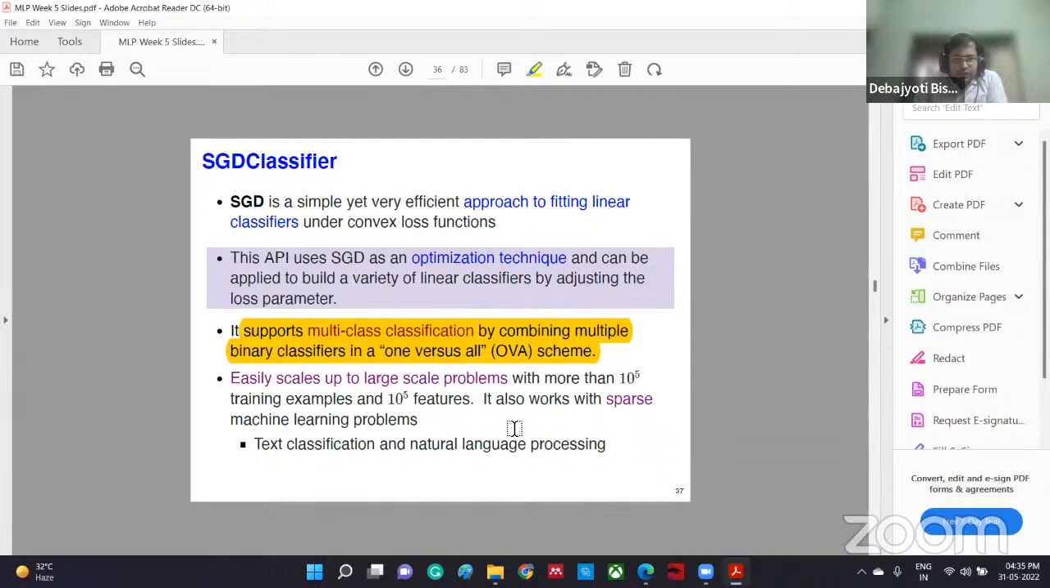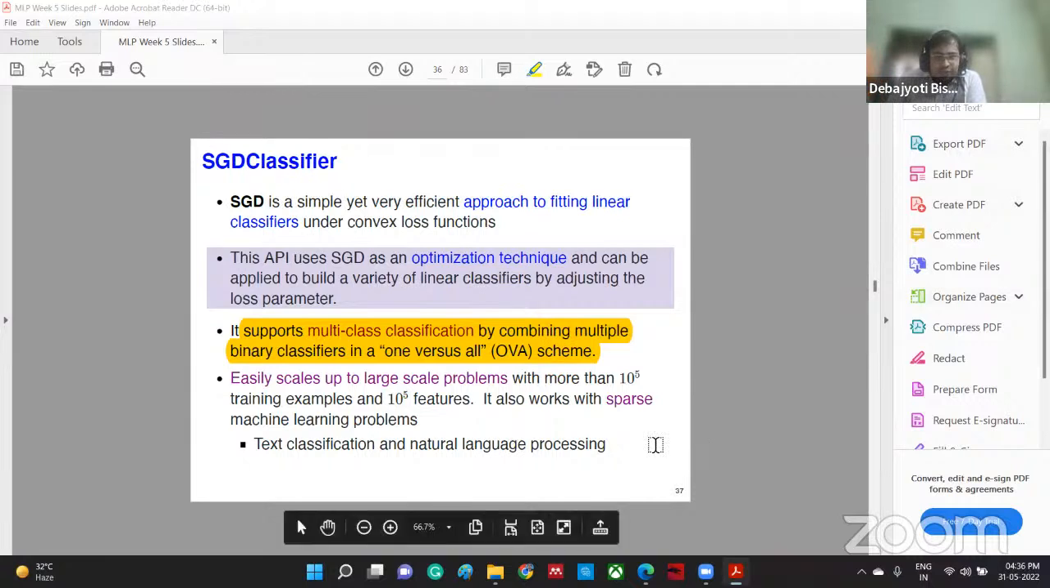Easily scales up, yeah. So Amruta has answered, partial fit is used when the data set is huge and does not fit into memory as a whole. Okay, thank you, Amruta. Also it easily scales up to large scale problems with more than 10 to the power 5 training examples and 10 to the power 5 features.